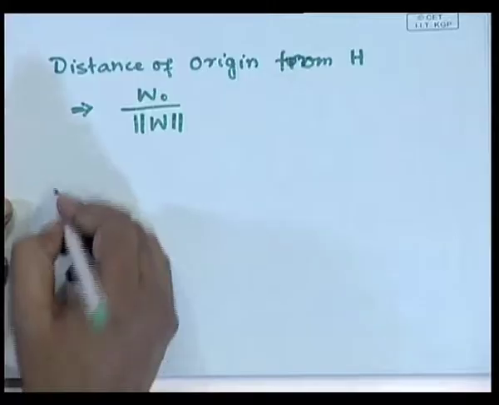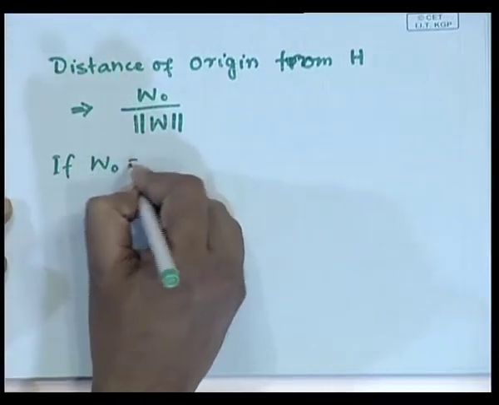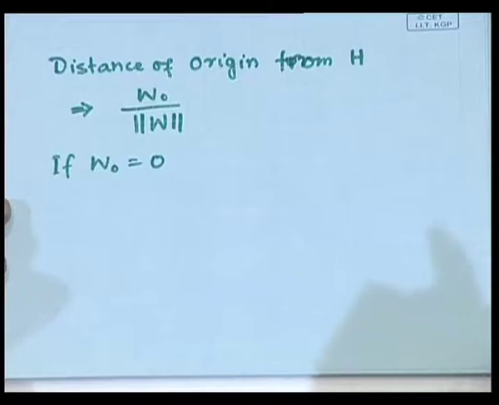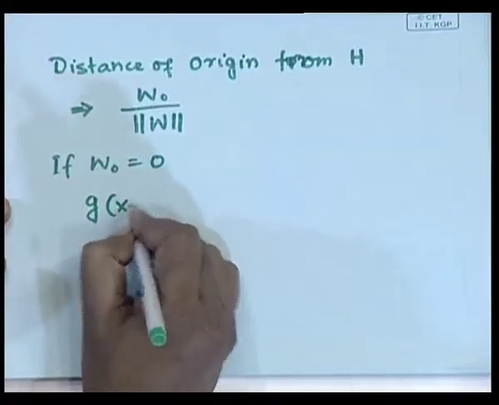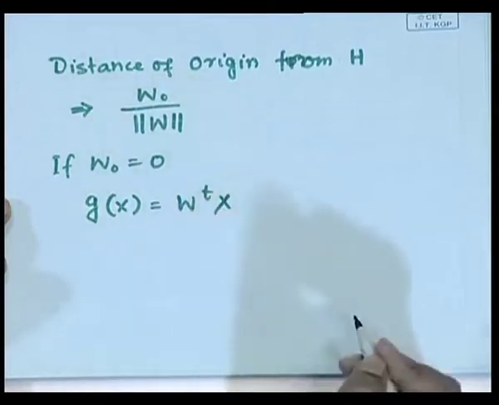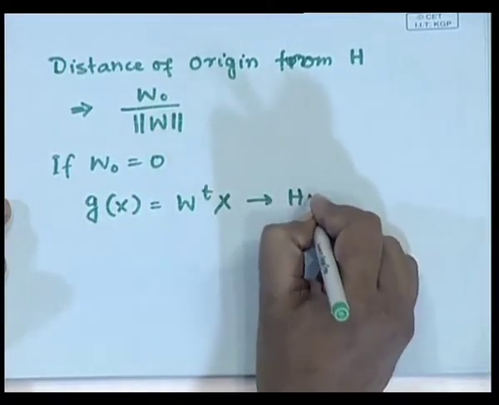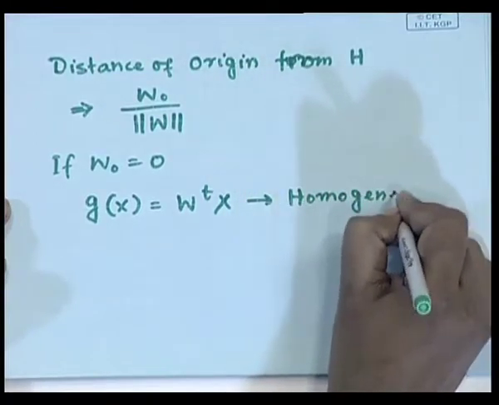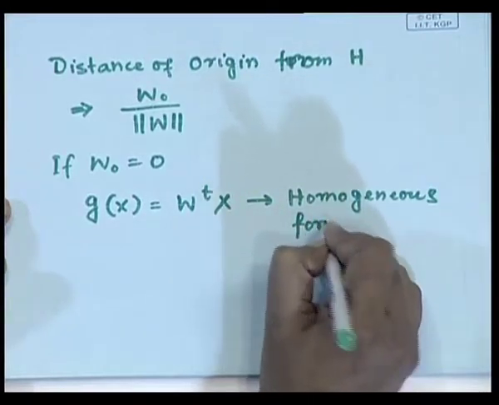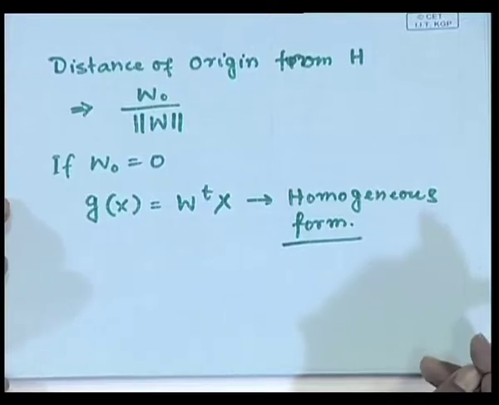Okay. So, if w naught is equal to 0, then the hyperplane passes through the origin, and not only that, your discriminant function takes a particular form, that g x will be simply given by w transpose x, okay, where I do not have any bias or threshold weight, and this is a form which is called homogeneous form. And in mathematics, it is always convenient if I can represent an expression in a homogeneous form, okay, that avoids many of the problems that we may face while we try to analyze different given problems.